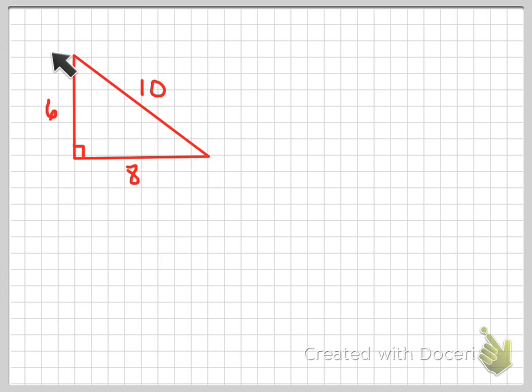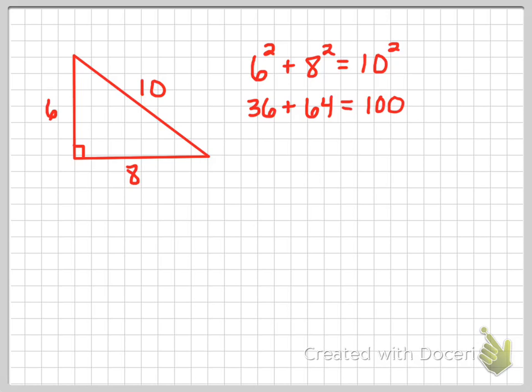Okay, if I made a square here, it would be 6 by 6, or 6 squared. If I made a square here, it would be 8 by 8, or 8 squared. And if I made a square on this side, since it's a length of 10, it would be 10 by 10, which would be 10 squared. Well, is this a true statement? 6 squared is 36, 8 squared is 64, and 10 squared is 100. And 36 plus 64 is 100, and 100 definitely does equal 100. So you can see that this pattern shows up again, okay, in right triangles.